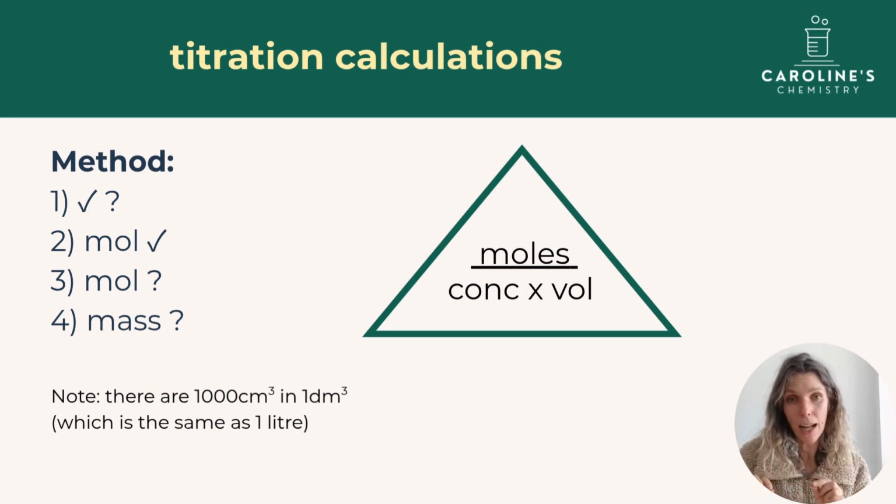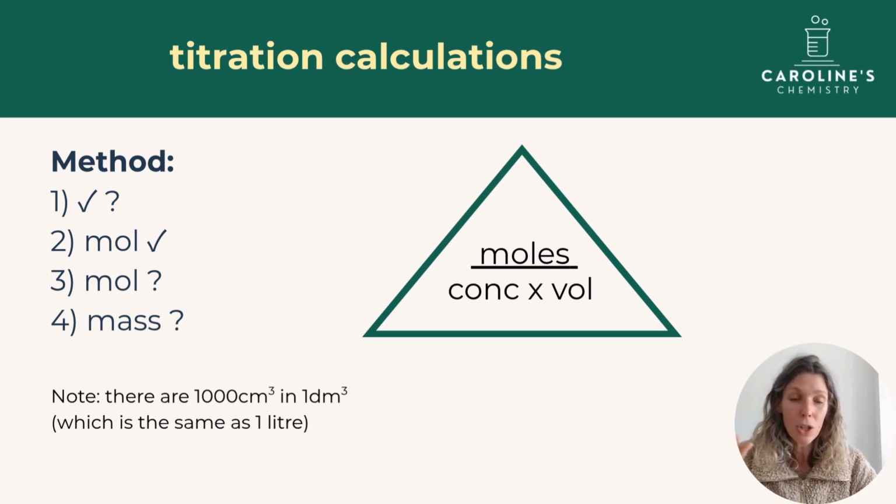Second step is to work out the moles of the tick, and that is using your volume equation. I've shown that in the triangle here if that helps you rearrange it. So moles is equal to concentration times volume. Then we'll work out the moles of the question mark using the big numbers, the stoichiometry of the chemical equation. And then finally, we would work out not necessarily the mass in this case, but the concentration or the volume of the substance that you are interested in.